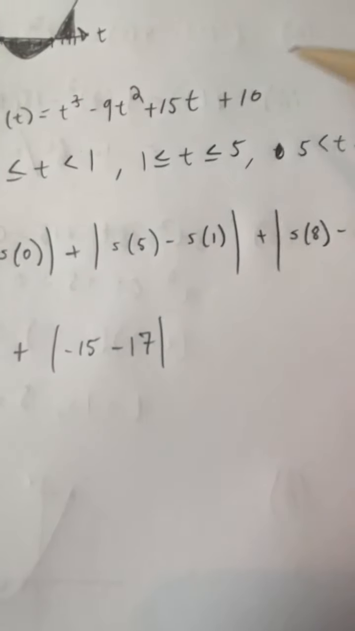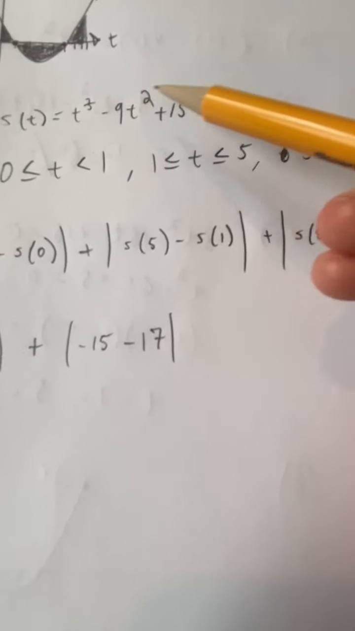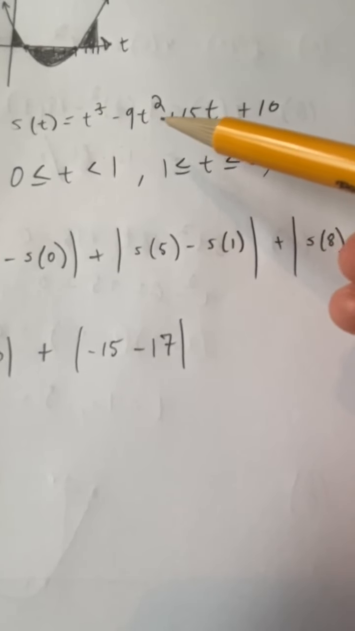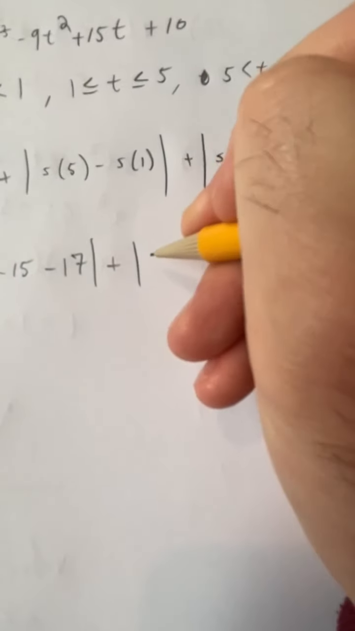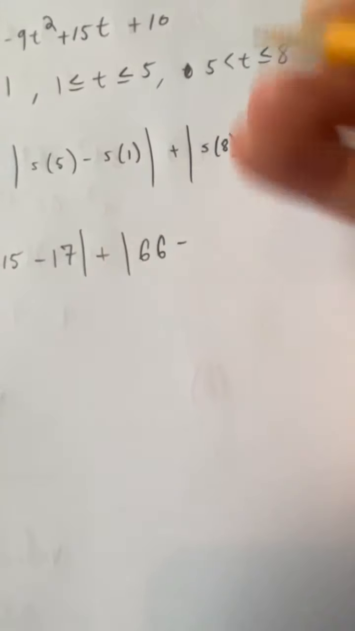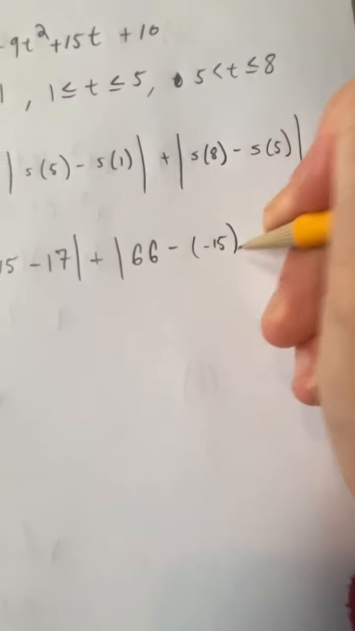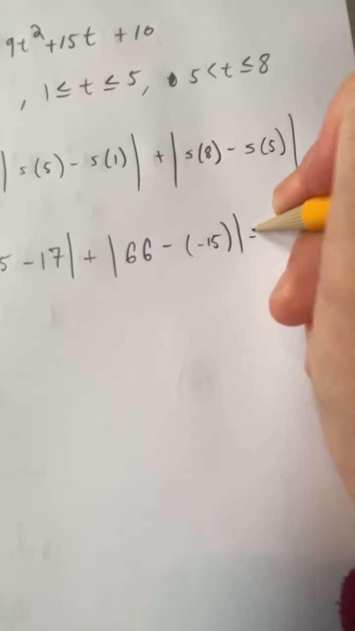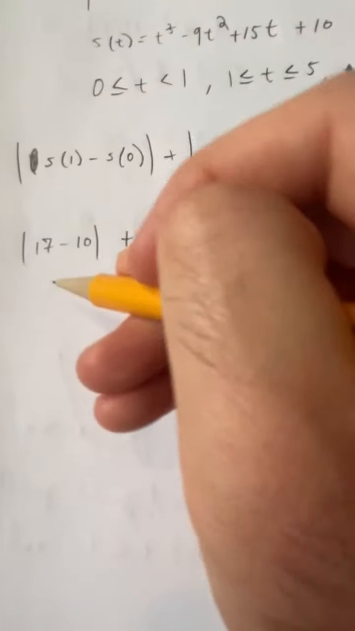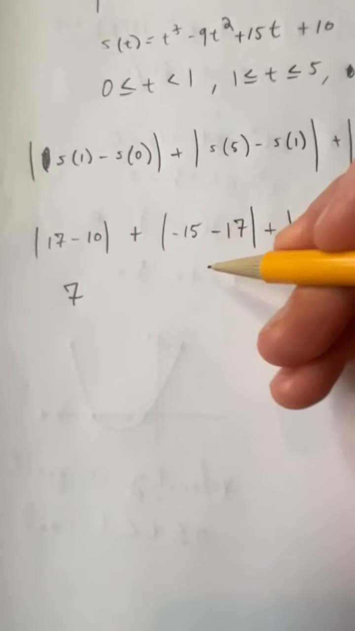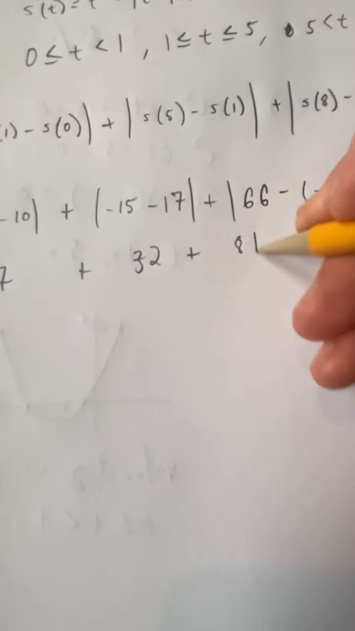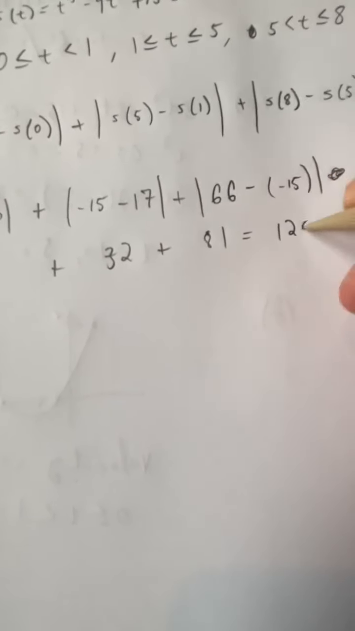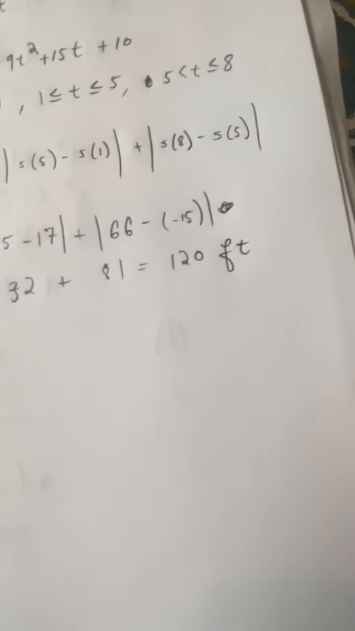And then here, if we plug 8 in, you get 66. And if you plug 5 in, you get negative 15. So we're going to have 66 minus negative 15. So basically 66 plus 15. So we have more or less, we have 7 feet, 32 feet, and 81 feet. That gives us a total of 120 feet, okay?